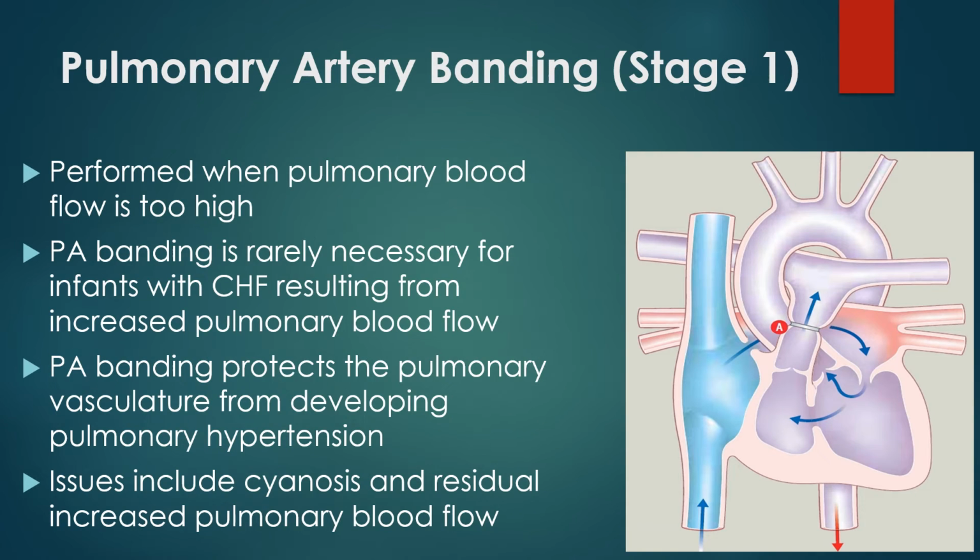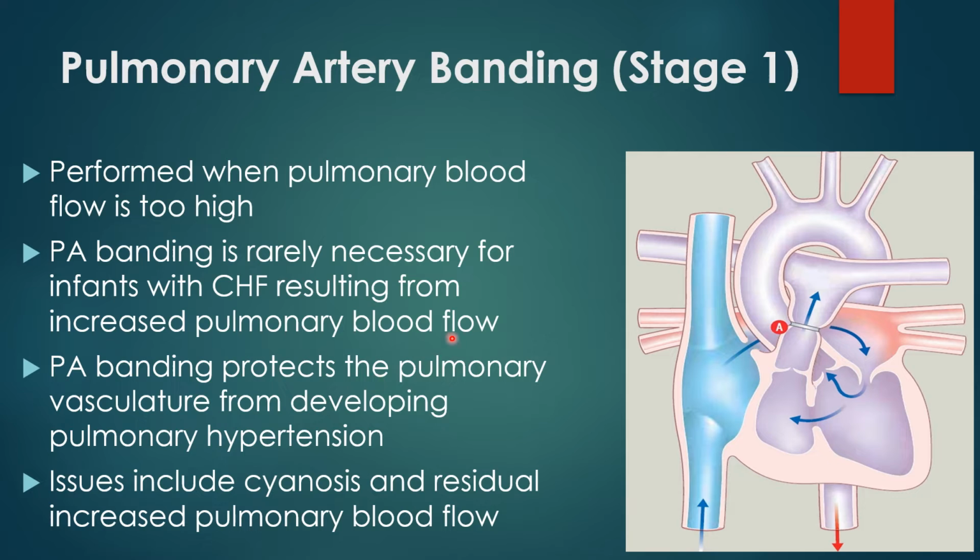Well, hopefully we haven't lost anybody as we descend through the rabbit hole. Pulmonary artery banding is another stage 1 procedure for tricuspid atresia. It's performed when the pulmonary blood flow is too high because of the VSD and the patient is too young to repair the VSD. But PA banding is rarely necessary for infants with heart failure. Typically, you're not going to put it in kids with heart failure.